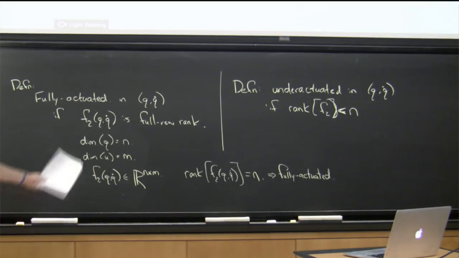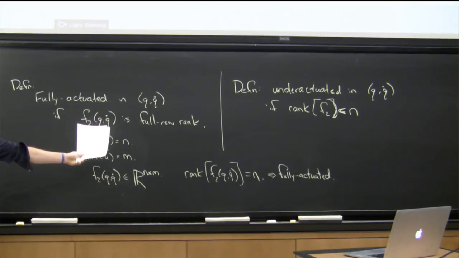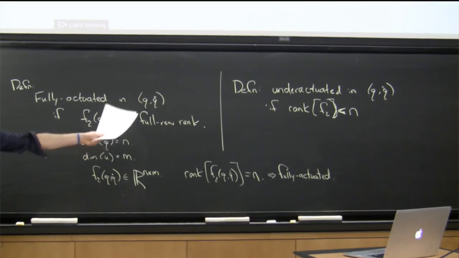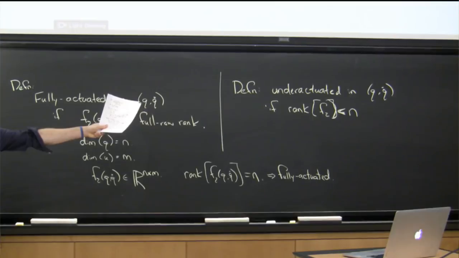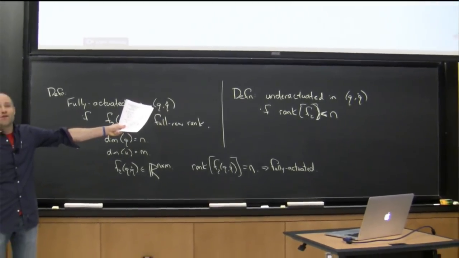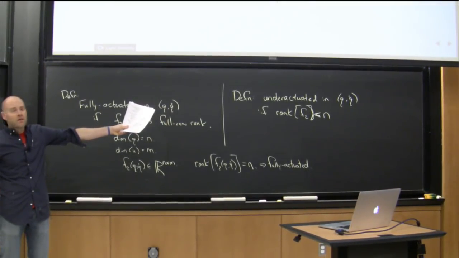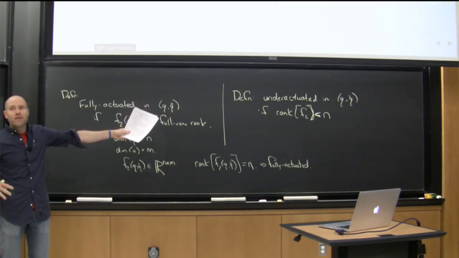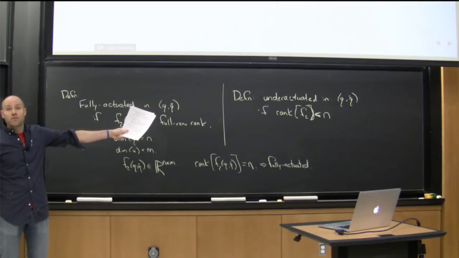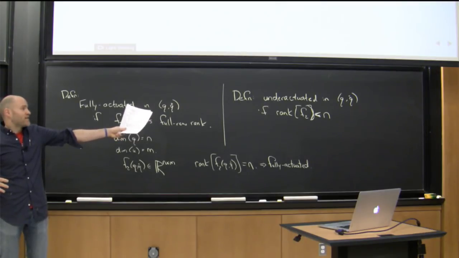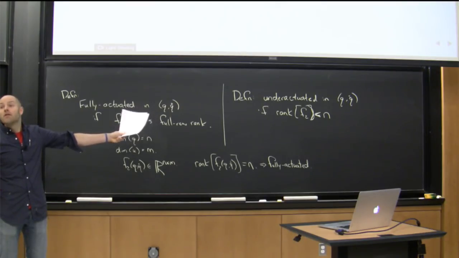Now, because F2(Q, Q dot) is a function of the state, this definition is actually a state-dependent definition. I could be underactuated sometimes and not always. But in practice, all the robots we're going to write down, that tends to be a property of the entire system. So we'll say that if for all Q and Q dot, this thing has low rank, then I'm going to call the whole system underactuated. Okay?